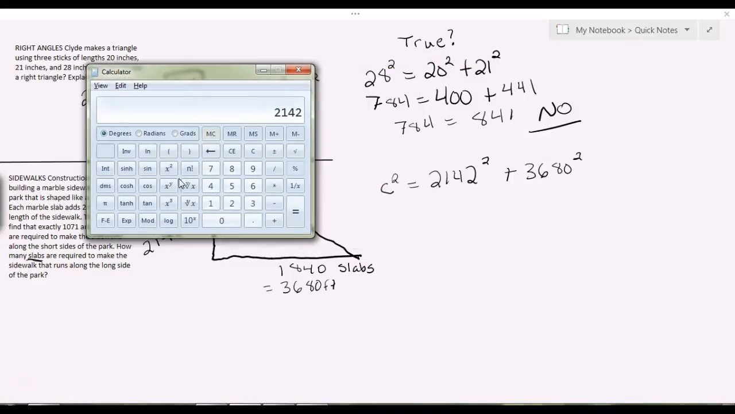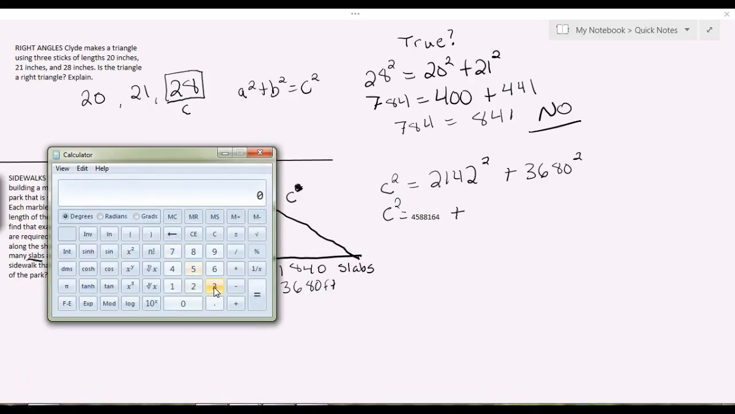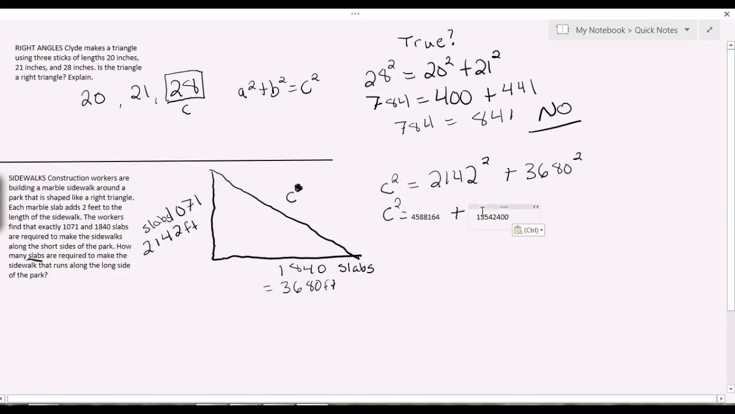So let's find out what those equal. I still have my 2,142 in the calculator. I'm going to go ahead and square that. And it's gigantic. But I'll go ahead. I'm going to use edit, copy, and I'm going to see if I can just paste that number here so that I don't have to try and remember it. And then I'm going to go ahead and fill in the rest of my equation. C squared equals one gigantic number plus, I'm just going to open another calculator, and I get 3,680 squared. I'm going to go ahead and copy that one as well because I'm lazy and I don't want to memorize that number to write it down.